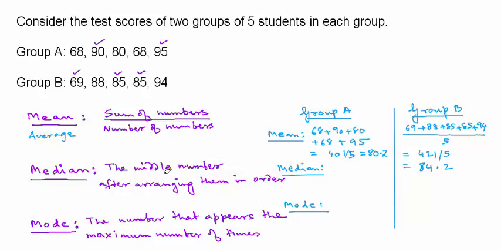Let's now talk about the median, that says that it's going to be the middle number after arranging them in order. This is important. Our first job is to arrange these numbers from smallest to largest or largest to smallest. Either way will work. I'm going to go smallest to largest.